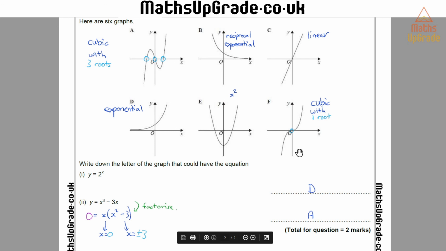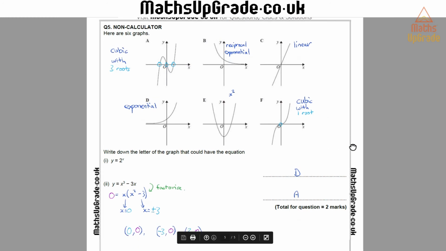So y equals 0 on this graph, for example, just once. Right, that's the only place on this curve of y equals 0. It only cuts this x-axis, the y equals 0 line, at 1 point. This curve here cuts it at 3 points. It cuts it at 0, but it also cuts it at 2 points either side of 0. So graph A must be the graph for this equation here. So that question is worth 2 marks.